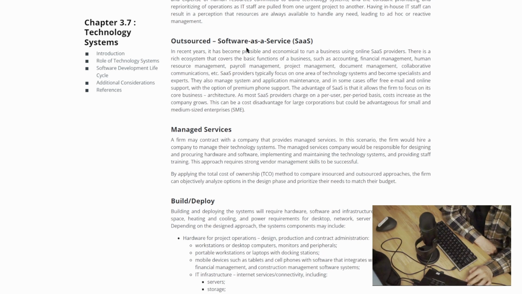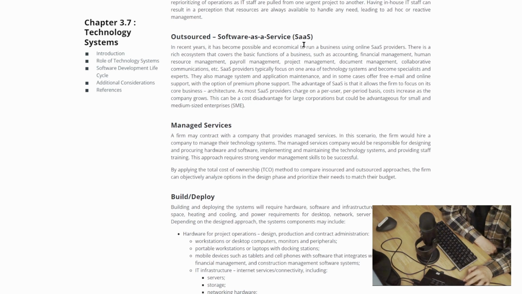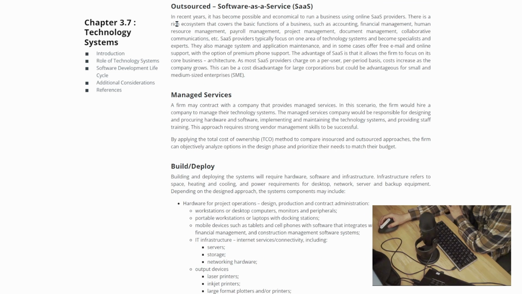Outsourced. Software as a service, SaaS. In recent years, it has become possible and economical to run a business using online SaaS providers. There is a rich ecosystem that covers the basic functions of a business, such as accounting, financial management, human resource management, payroll management, project management, document management, collaborative communications, etc.